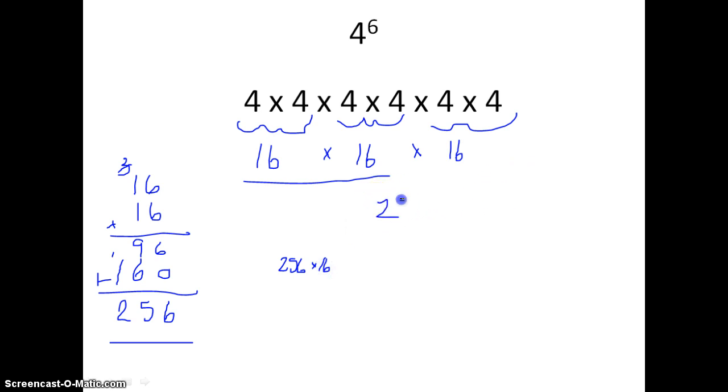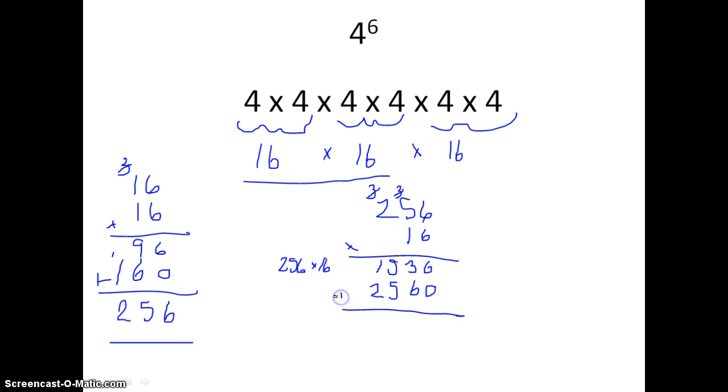So 256 times 16. 6 times 6 is 36, so we bring down the 6. Carried 3. 5 times 6 is 30, plus 3 is 33. 6 times 2 is 12, plus 3 is 15. Bring down a 0, cross out these. 1 times 6 is 6. 1 times 5 is 5. And 1 times 2 is 2.